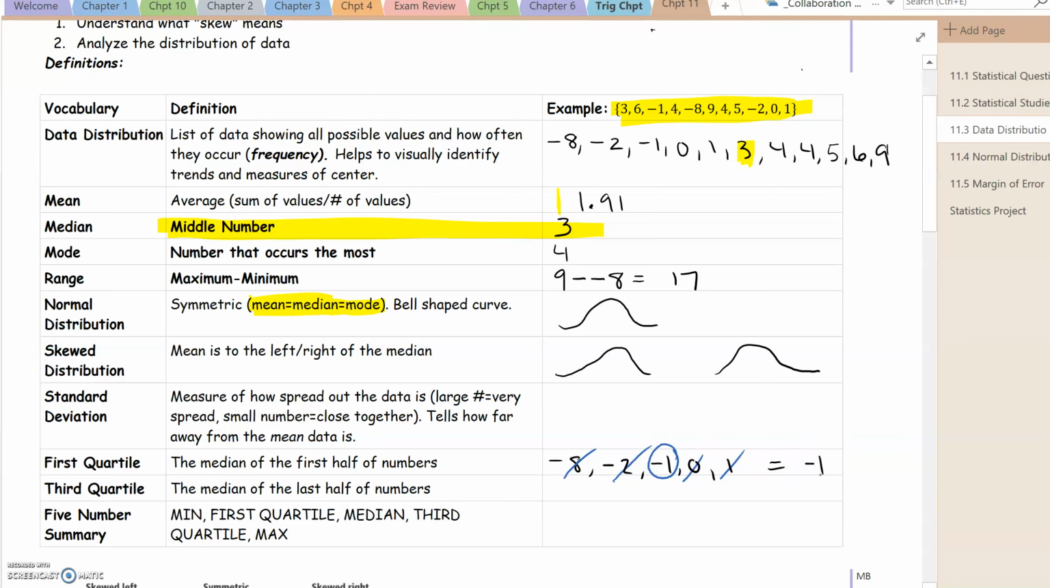Same idea with third quartile. You're just going to look at the last half of your data. So 4, 4, 5, 6, 9. And then cross out smallest to biggest until we get our answer of 5.